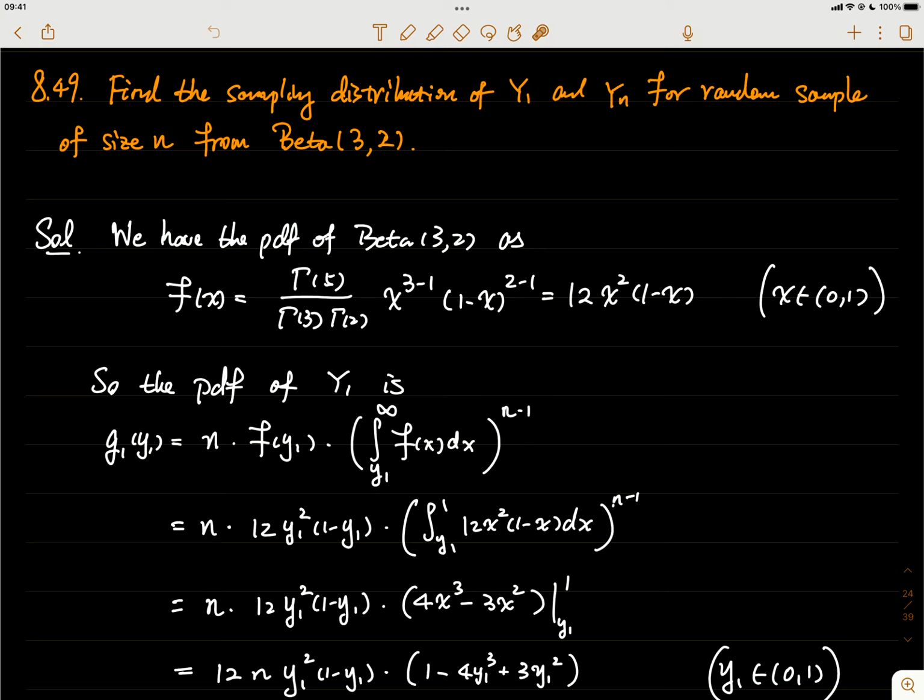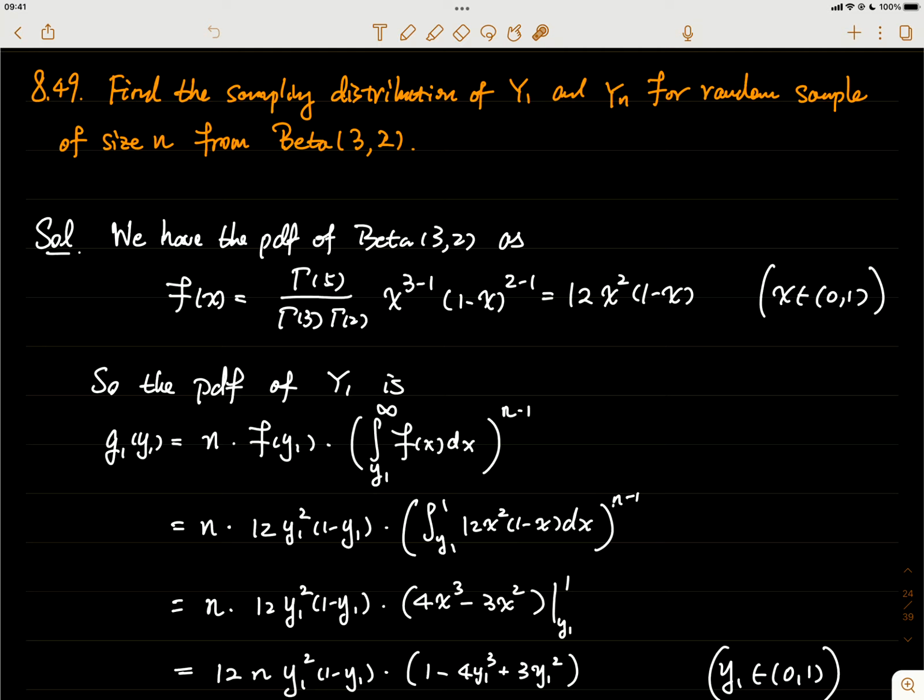So for the first order statistic, g1, it is n times the PDF at y1, which is the variable here, and then the integral of the PDF from y1 to positive infinity, to the power n minus 1. Now we just need to plug in the value, the f of x. Remember that here we only need to take the integral from y1 to 1, because the PDF is 0 outside of the interval 0 to 1.